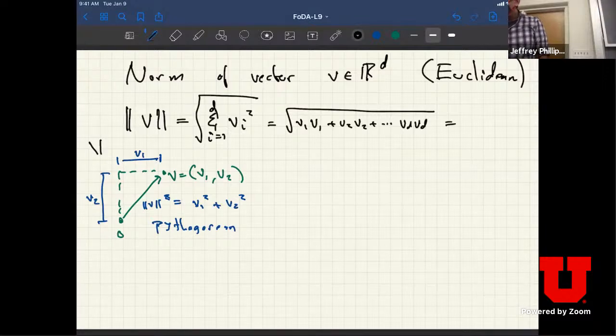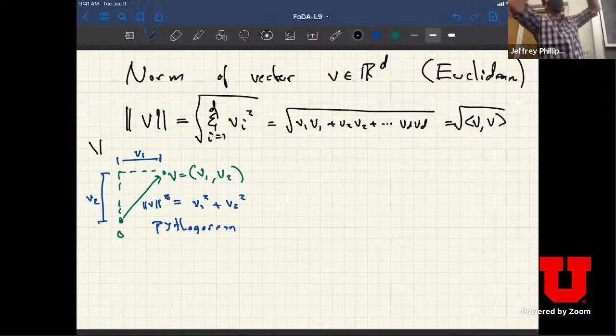And in fact, this is just the square root of the inner product of v with itself, right? If you remember what the inner product was, I take all of the terms from the two vectors of the same length, I multiply each term pairwise together, and I add them all up. Well, that's exactly what I'm doing here, but just with the vector itself. So again, this inner product is showing up here in the definition of this norm.